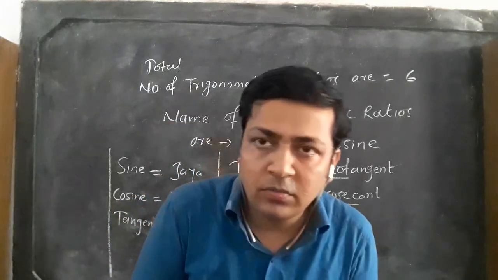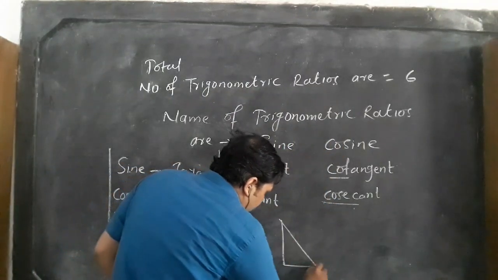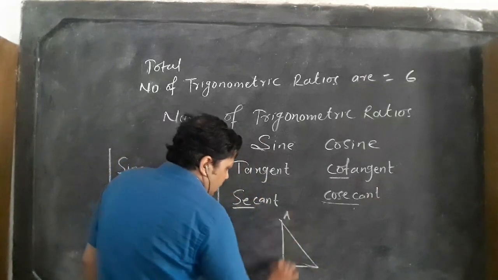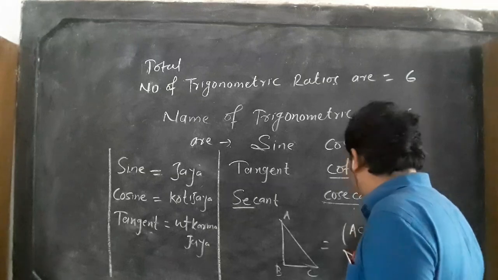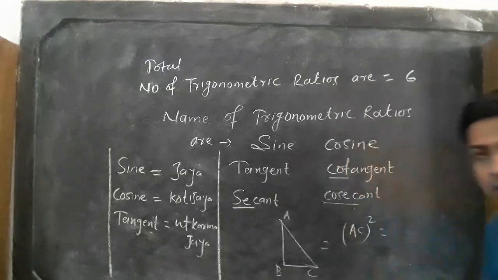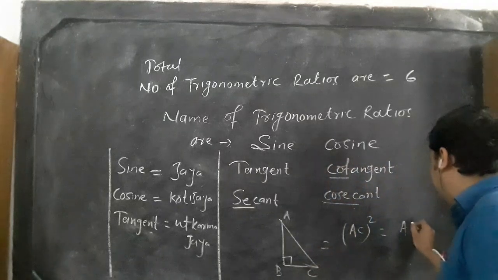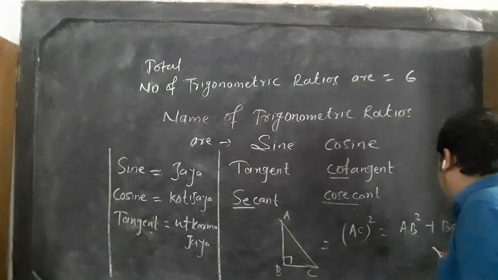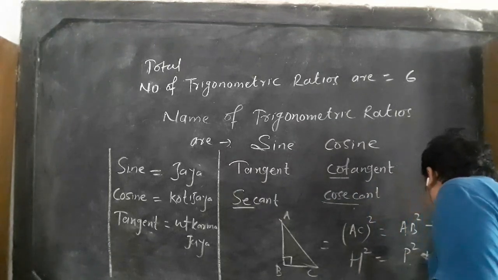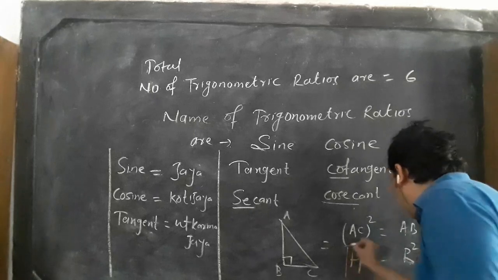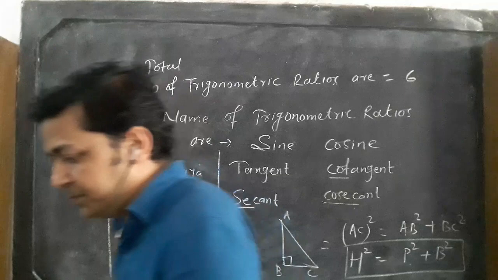And one more thing I just want to add here. In trigonometric ratios we will use one common relation, called the Pythagoras theorem: hypotenuse square is equal to perpendicular square plus base square. For this triangle, AC square is equal to AB square plus BC square. We will use this relation. This is the most common relation, and it is called the Pythagoras relation.